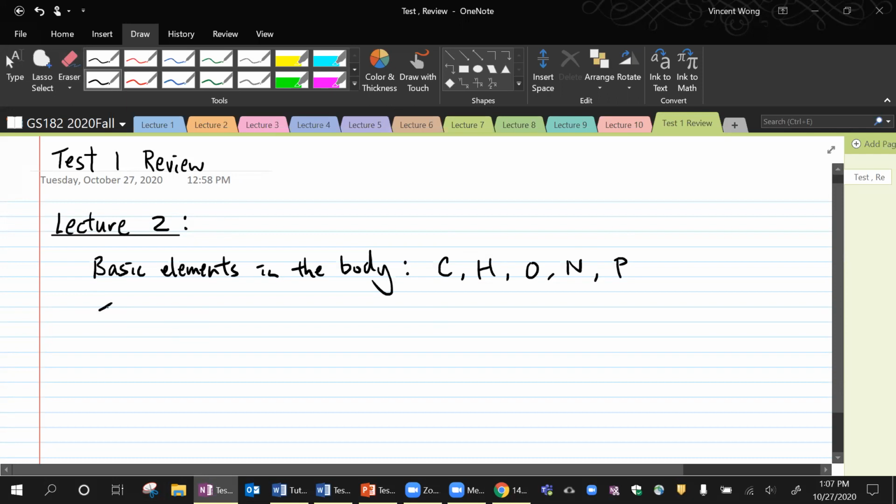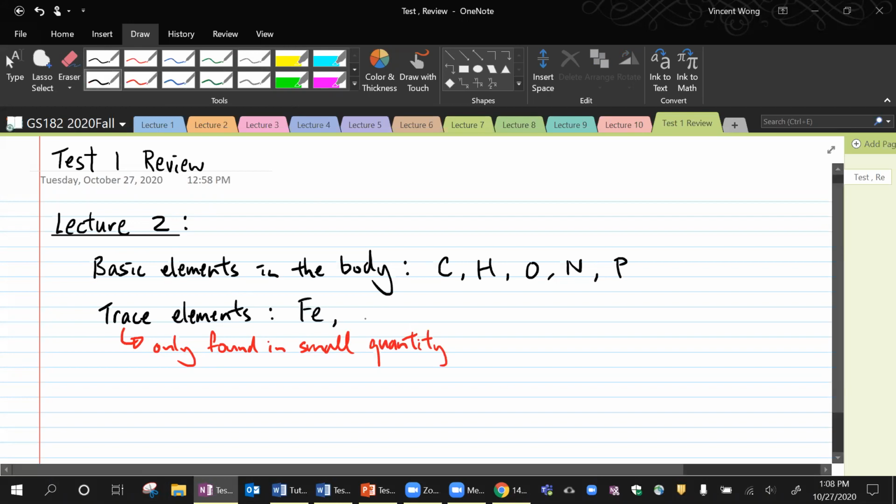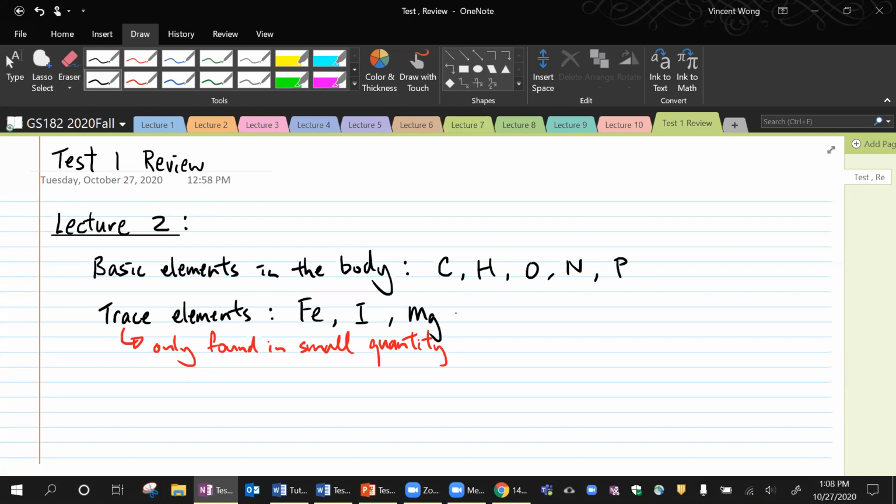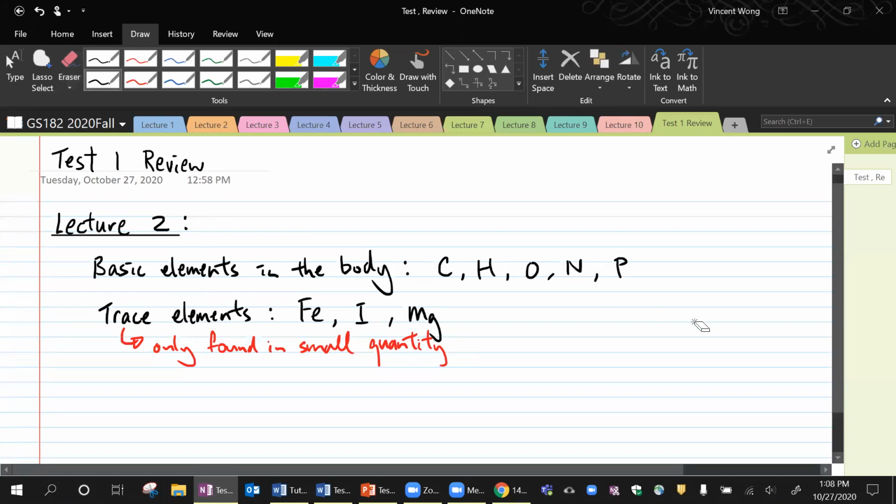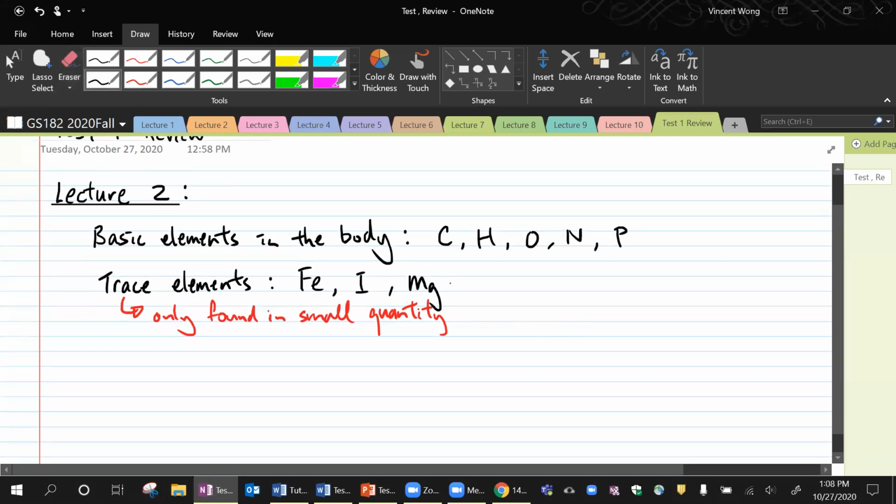Then we talk about trace elements. Trace means only found in small quantity, a small amount. We talk about things like iron, which you need for hemoglobin. There's iodine. There's magnesium. So those are some examples of trace elements. Make a list, so you will know that they are trace elements, and you only need a little bit of them, not too much.